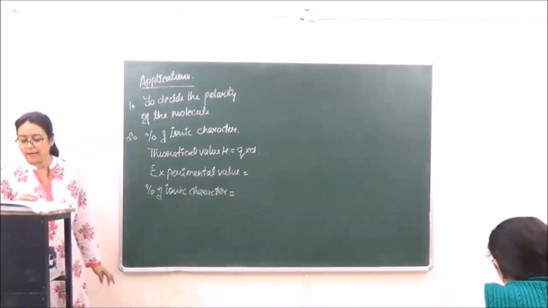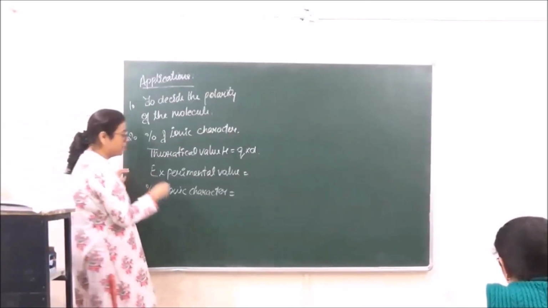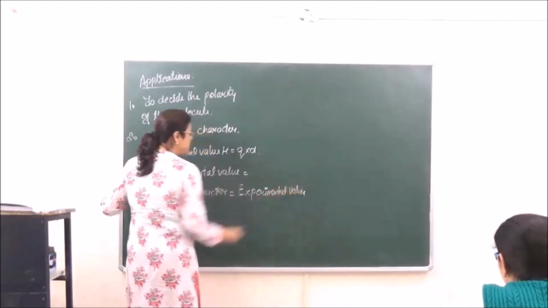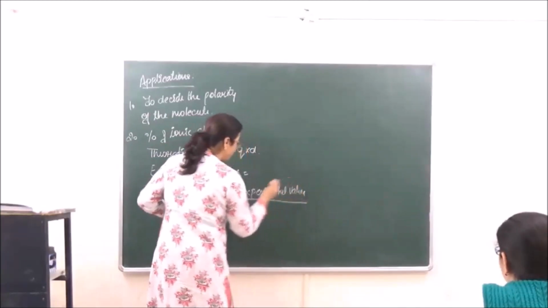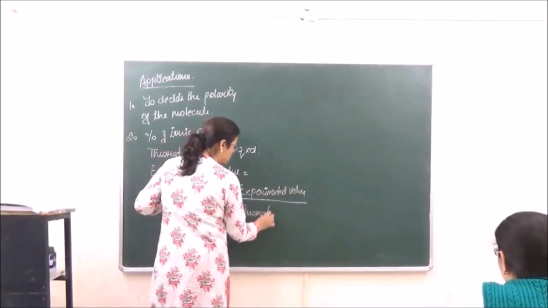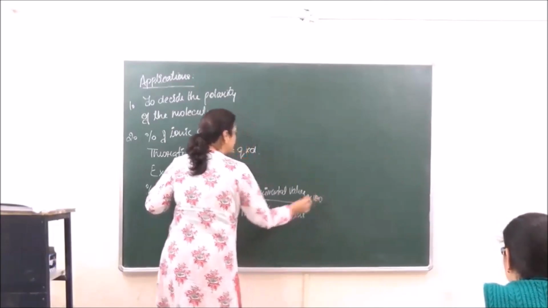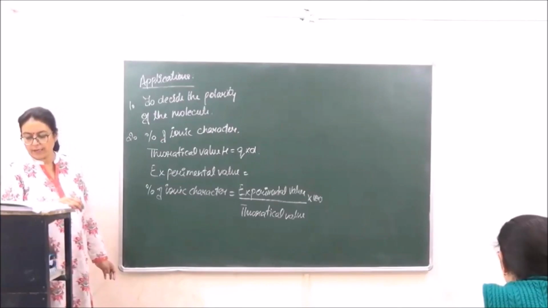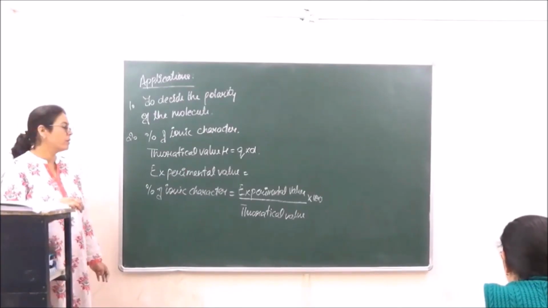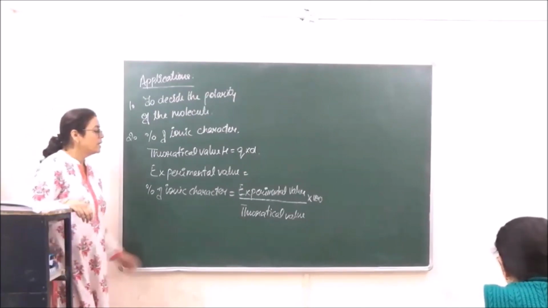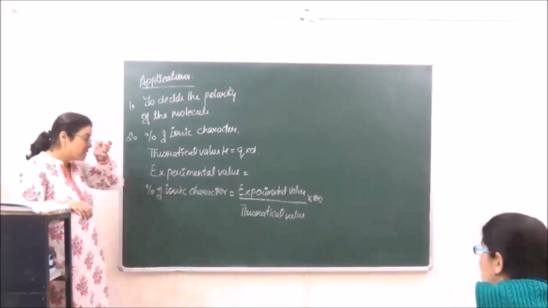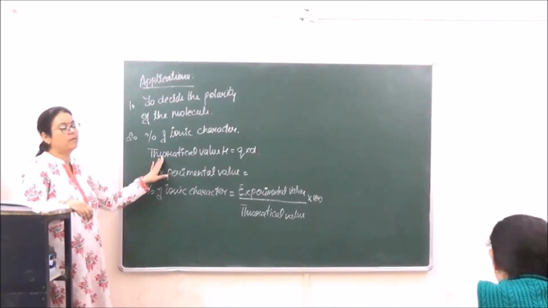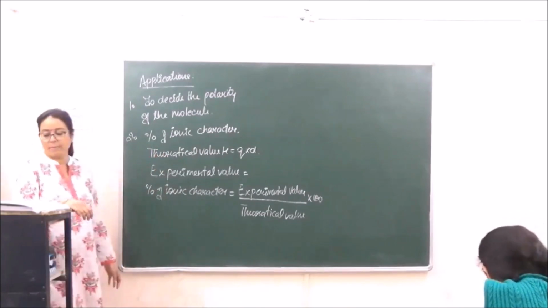Now in order to calculate the percentage of ionic character, it is given by experimental value upon theoretical value into 100. Okay? Experimental value upon theoretical value into 100, that is going to give us the percentage of ionic character. Now in these questions, the experimental value will be given to you, but you need to calculate the theoretical value. Okay, let's just do an example over here.